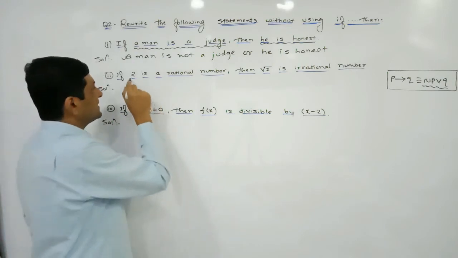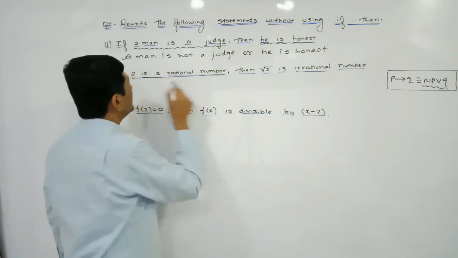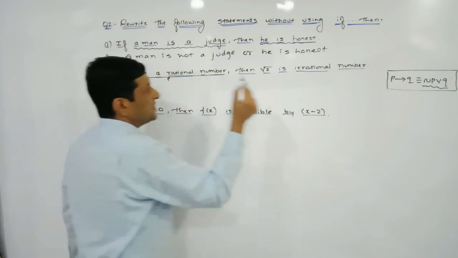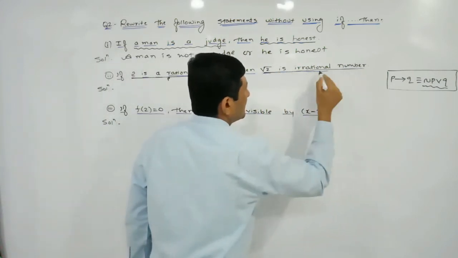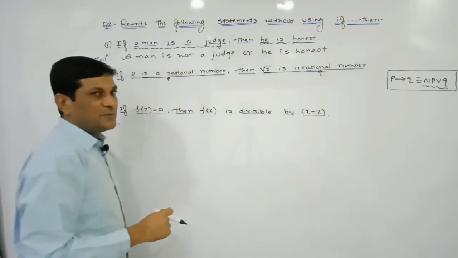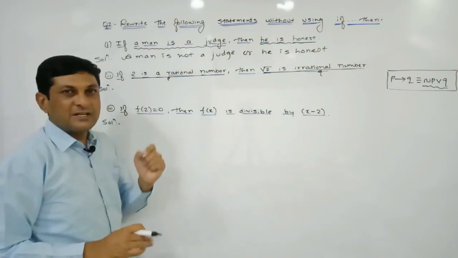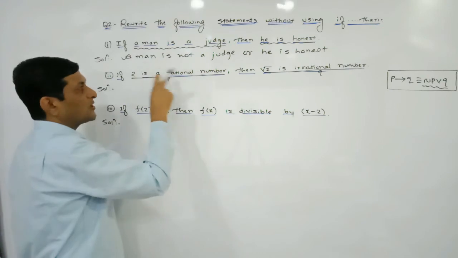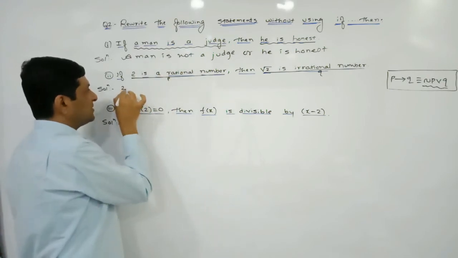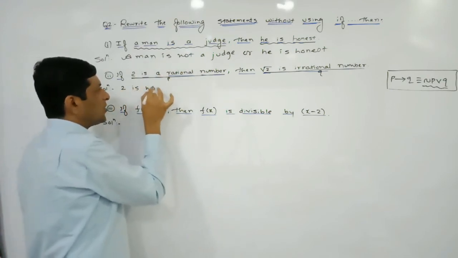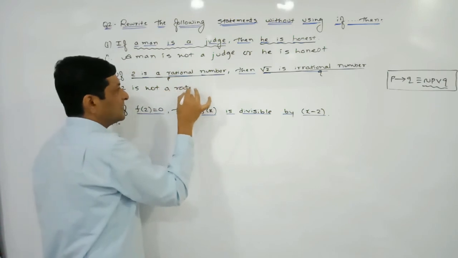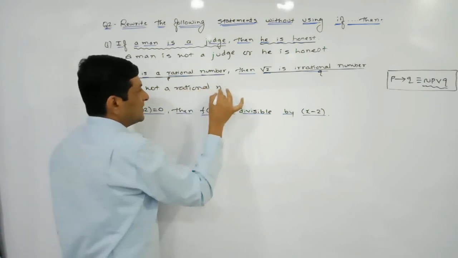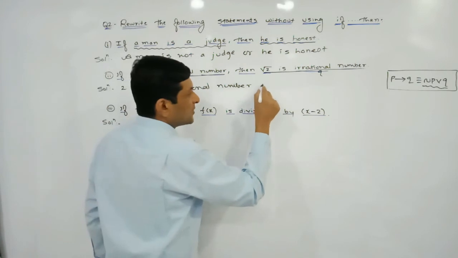So in this second case, what is P here? 2 is a rational number, it's P, and root 2 is irrational number, it's Q. So once the P and Q is known to us, just convert that symbolical representation into verbal form. What is the first part? Negation P. P means what? 2 is a rational number. So negation P means 2 is not a rational number. And which is the logical connective?